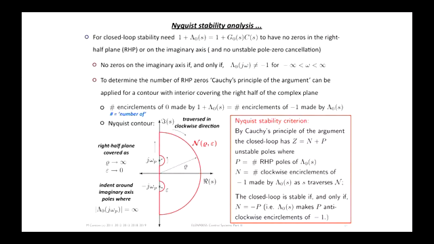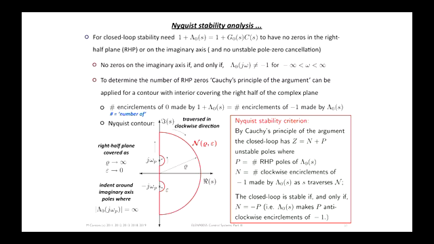Okay? So that's all summarised on this slide here. For closed loop stability, we need this rational function to have no zeros in the right half plane, or on the imaginary axis for that matter. We're going to get no zeros on the imaginary axis if and only if, for all frequencies, this never evaluates to -1. Okay, so that's pretty easy to check.